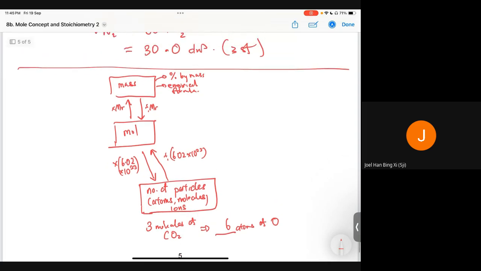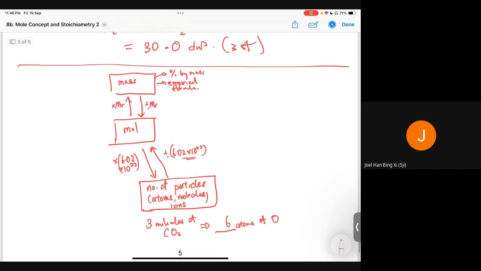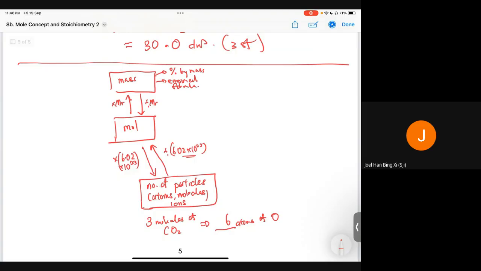Now take note, these atoms I never times because if I do more, then I ask you find atoms, then you must times 6 times 6.02 times 10 power 23. But in this case, I'm just comparing molecules and atoms, then there's no need to times that number. So only when mole to number of particles, then you need to times this big number here. Otherwise, don't need. Okay, next. So this is one part.